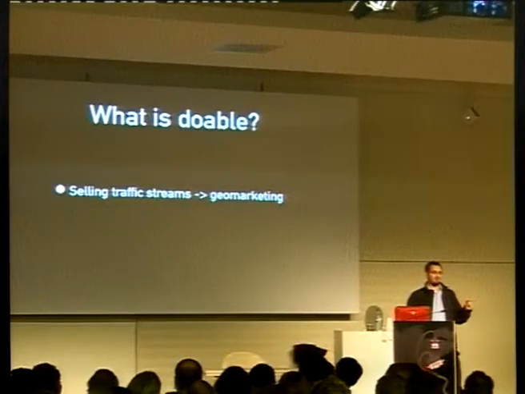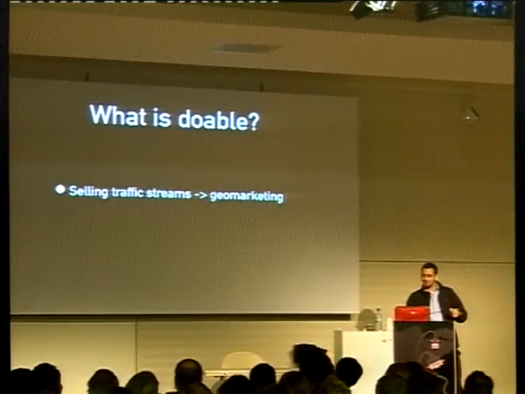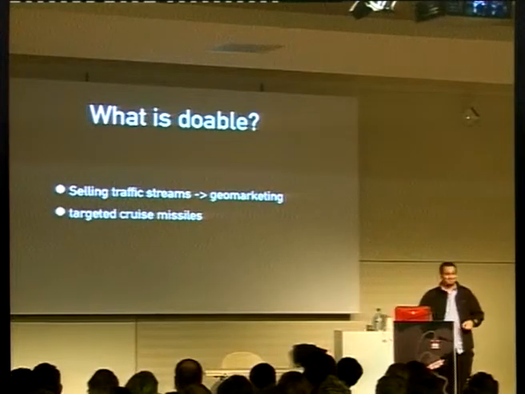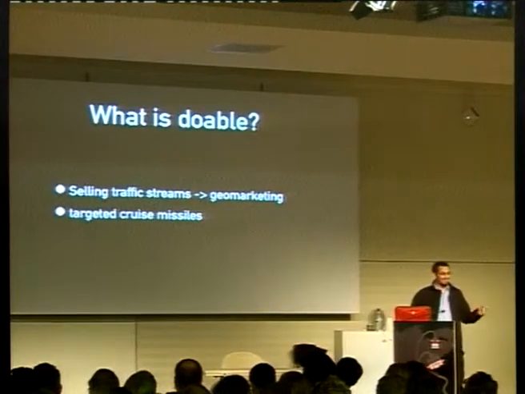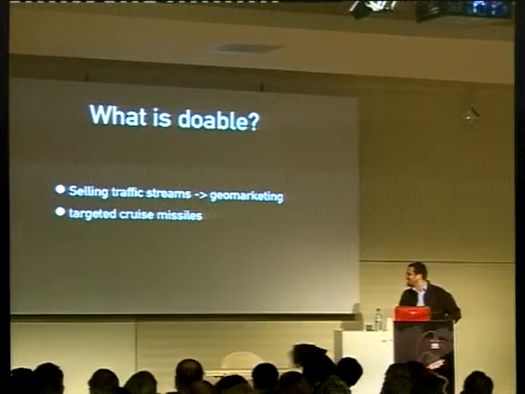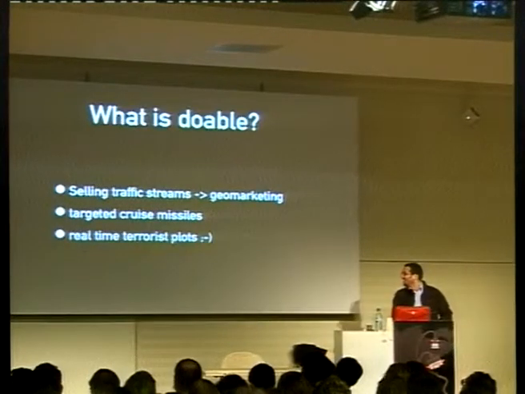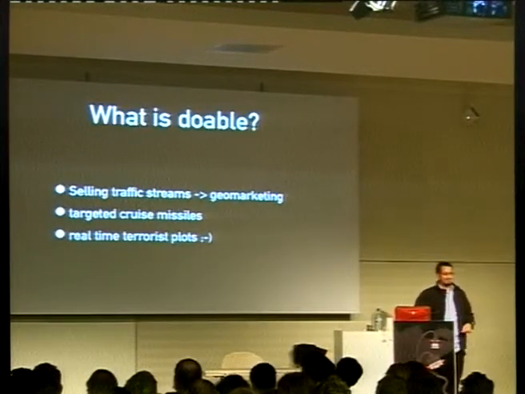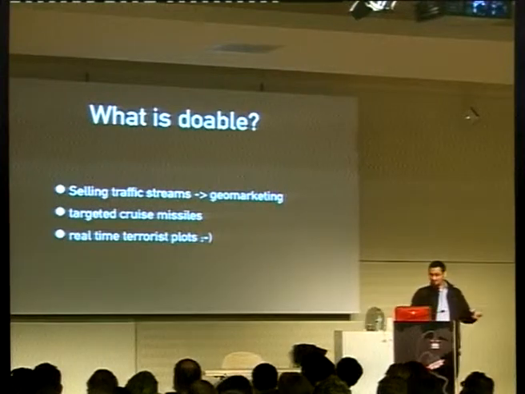So what can you do with that data? Even if it's completely anonymized, you can really use it for geomarketing. It's great for geomarketing. You can, of course, if it's that precise, send cruise missiles to that location. Or if you have that data and you're a terrorist, you can plan great terrorist plots.